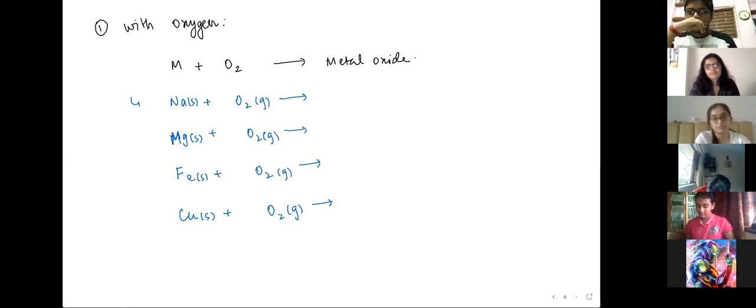Anirban, sodium, now you've corrected it. Iron, you need to correct it. What will the valency of oxygen be? So, crisscross method, right? Dhruv, you missed out magnesium, and iron takes +3 oxidation state, +3 valency.